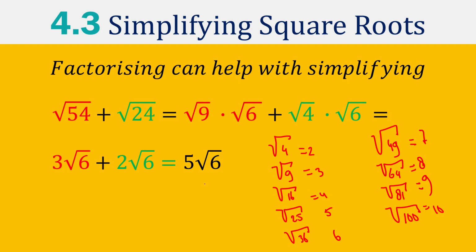I purposely did not write down square root 1 because square root 1 doesn't help you here, right? If I write down square root 54 equals square root 1 times square root 54, yeah, that's 1 times square root 54. I wish you good luck. I did not do anything here. Okay, so don't use square root 1.